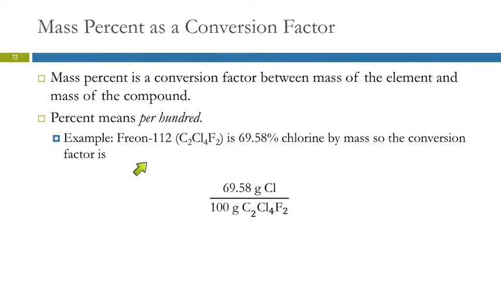So Freon 112 has this formula. It is 69.58% chlorine by mass. If they give us the percent by mass, we can use that as a conversion factor. We don't actually have to calculate a mass percent. You would write that down as 69.58 grams per 100 grams. It's the part over the whole. You could do it in kilograms or milligrams or pounds or troy ounces. Any unit of mass or weight would be fine as long as you use the same unit on the top and the bottom.